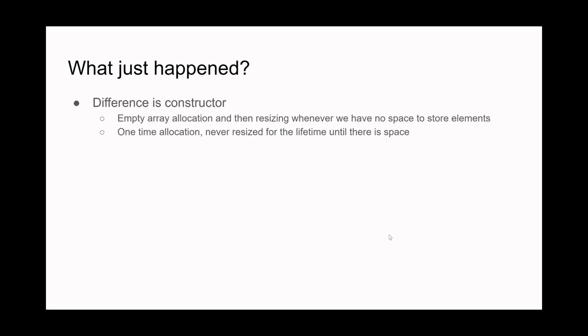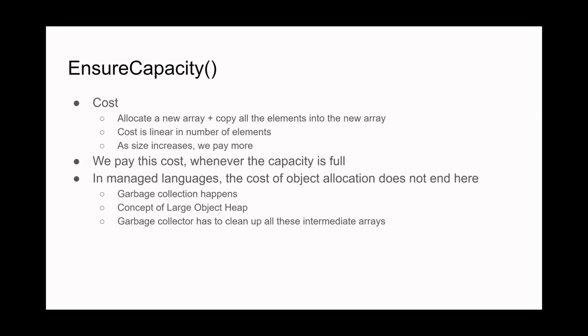We were here. So now the question is, what just happened? There's a difference in constructor. On one hand, you were allocating an empty array at the start of the operation, and then there is resizing that is happening whenever you have no space to store the elements. On the other hand, you do one-time allocation, the array can store 100 million elements and there is no resizing that is happening until there is some space. So yeah, the magic that is happening is the ensure capacity function that is being called.